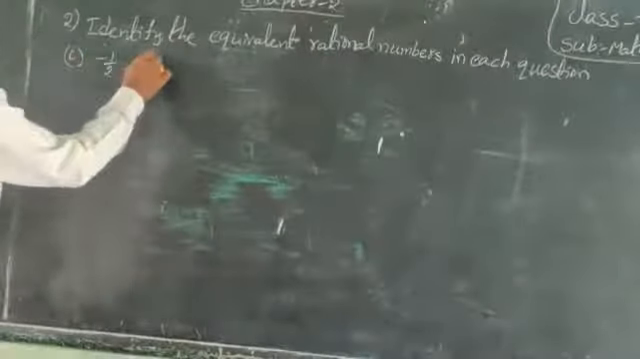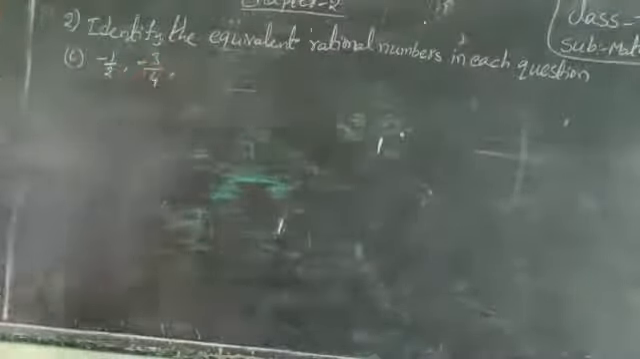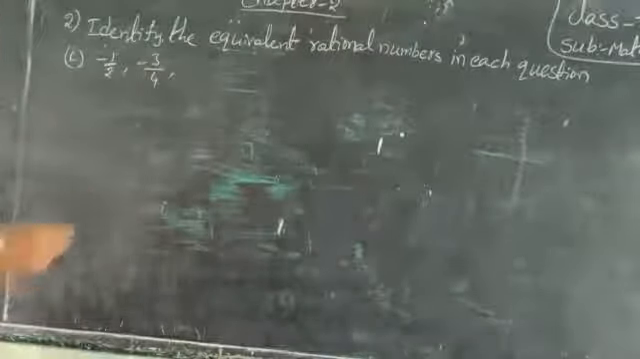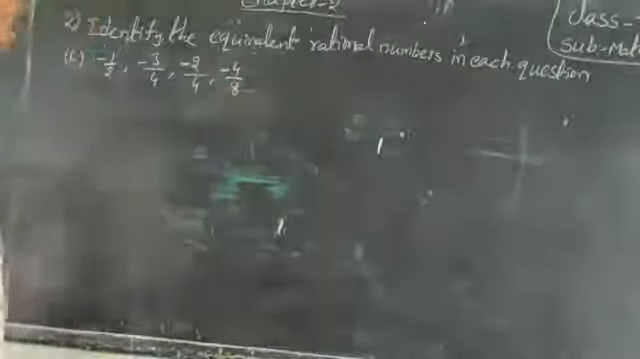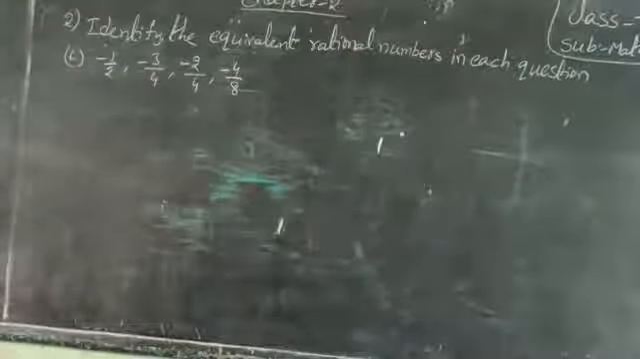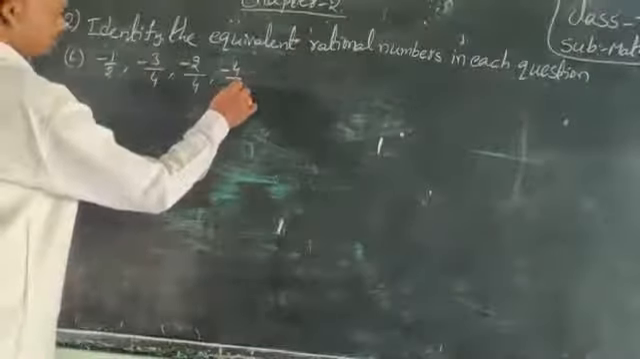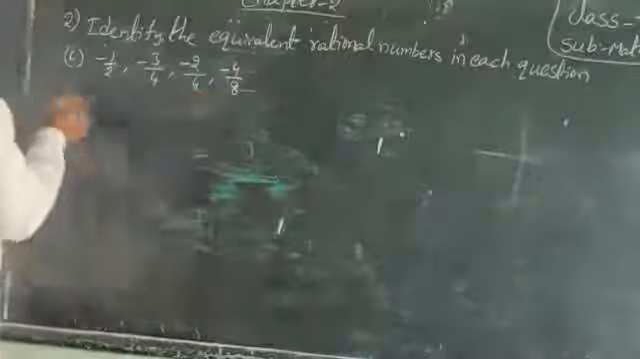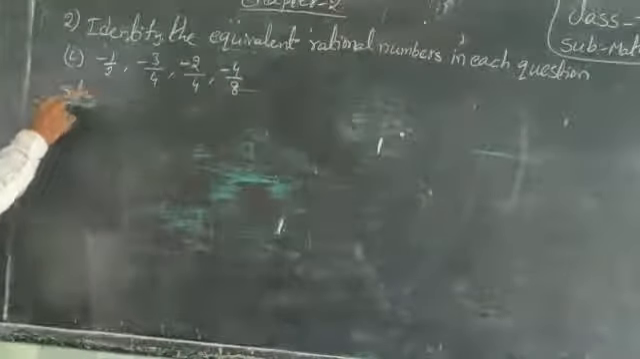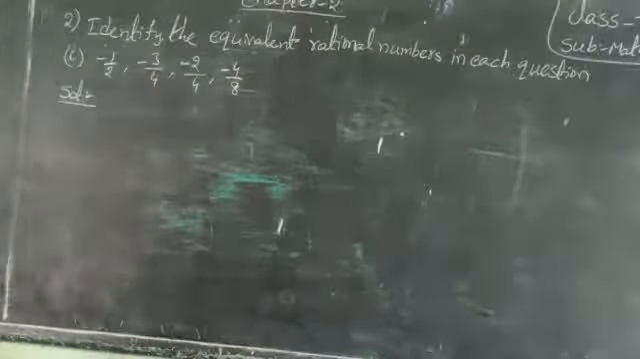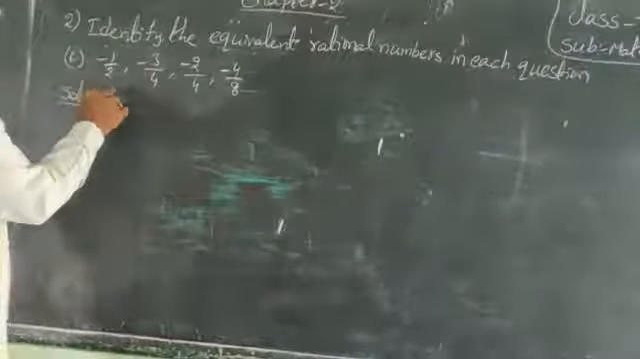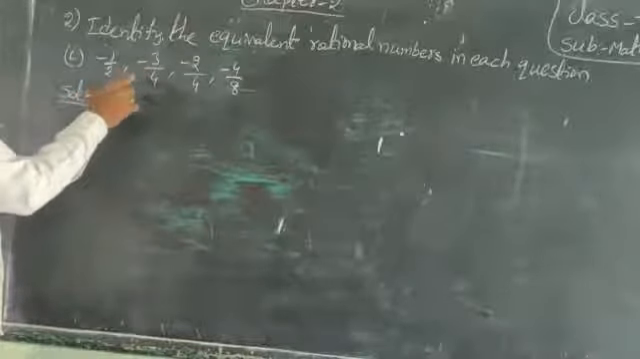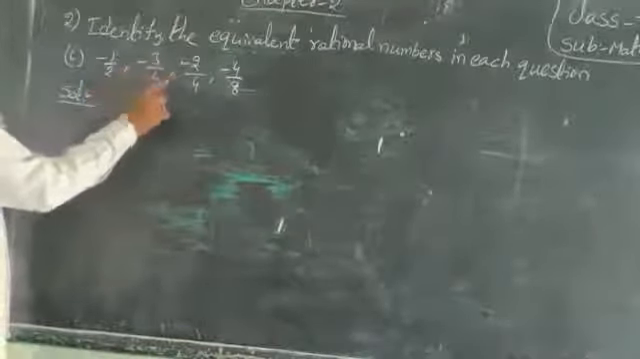Minus 1 by 2, minus 3 by 4, minus 2 by 4, minus 4 by 8. Which are equal and which are not equal. Here, minus 1 by 2 is there. It is the simplest form. Minus 3 by 4 is also in the simplest form.